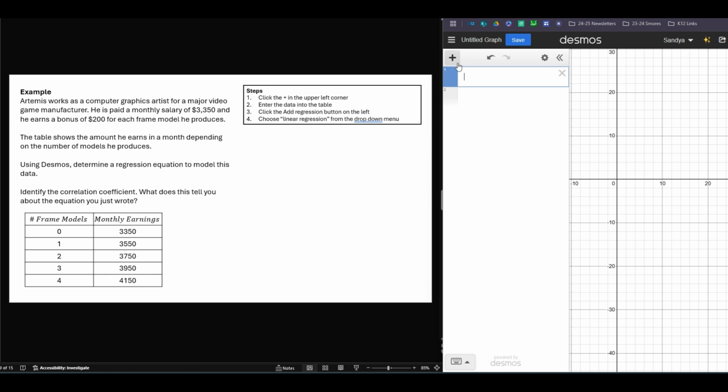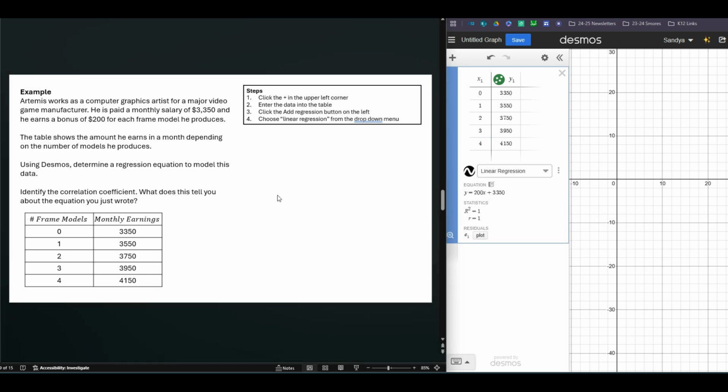Okay, let's go ahead and type in all our values. Once again, go to plus and then table, and then let's type this all in. Now we're going to click add regression and do our linear regression. It tells us the equation is y equals 200x plus 3350, and the r value is equal to 1. So that means this line is a perfect fit for our data.